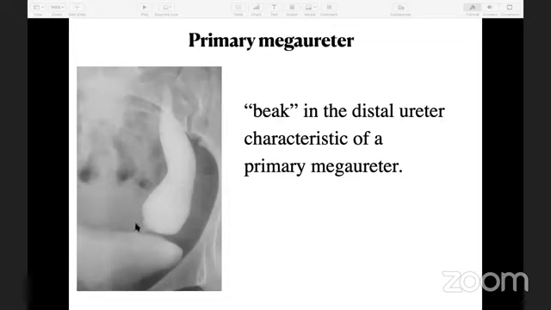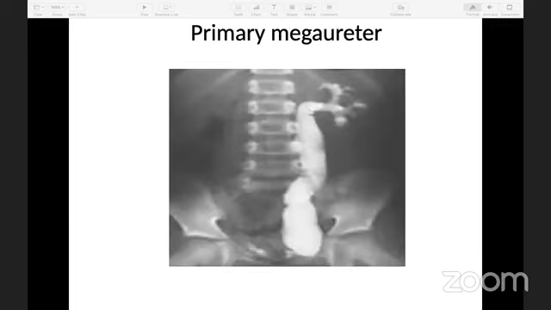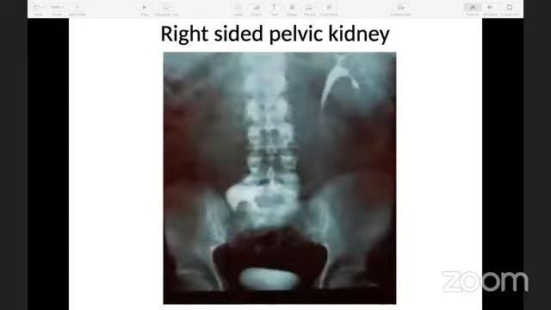A characteristic beak in distal ureter is diagnostic of primary megaureter. Another case of left-sided primary megaureter. Ectopic kidneys are often seat of infection, hydronephrosis, or stone disease. However, in this patient, right-sided pelvic kidney is normal.